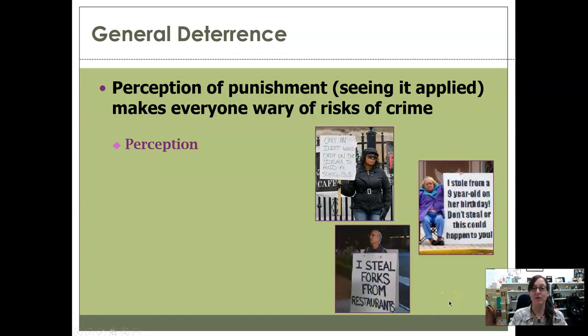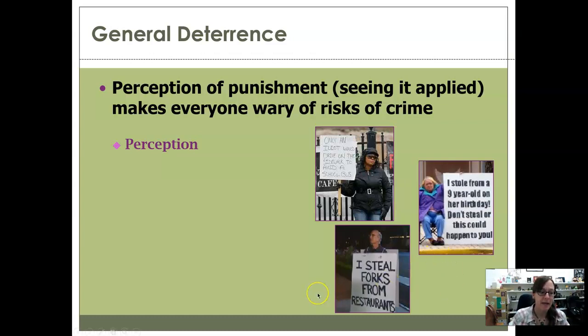So this is using a very shame-focused approach, but it's also going to make people think, oh, I guess I shouldn't steal forks from restaurants around here, because this is what happens to people who do that. And if they were thinking of doing that, they might not do it now. That's the general deterrent effect, and it's that perception of what will happen if I do this thing.